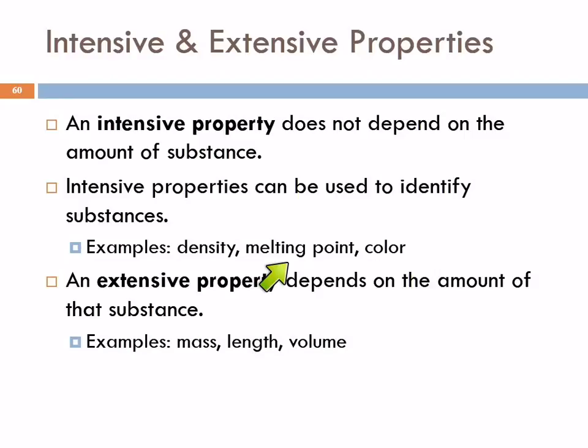The melting point doesn't change. Ice melts at 0 degrees Celsius. That's true whether you have 1 ice cube or a bathtub full of frozen water. The amount of substance doesn't change that property. Melting point is another one. The color of an object doesn't change with its size. Those are examples. Extensive properties depend on how much stuff you have.